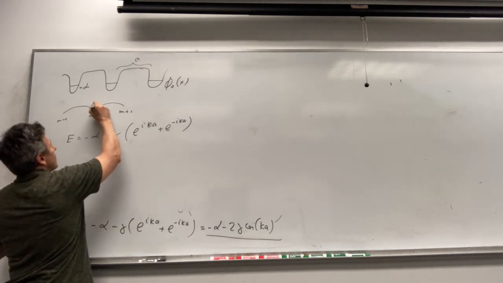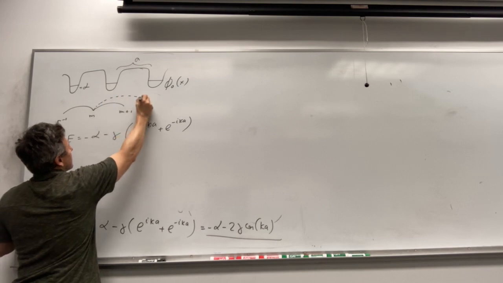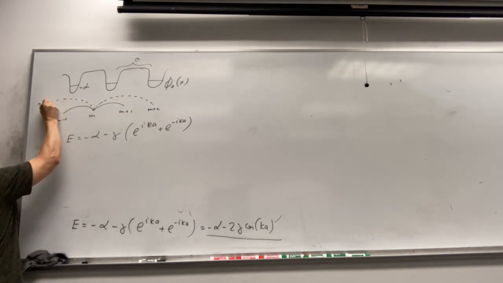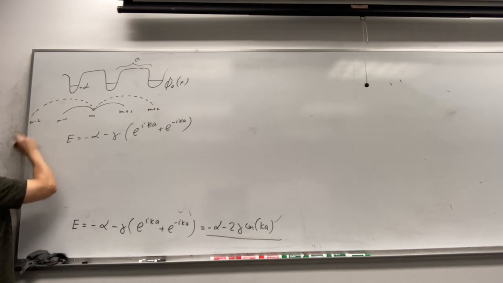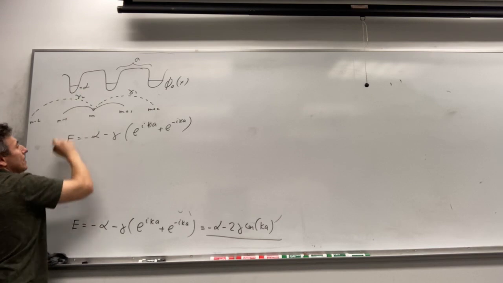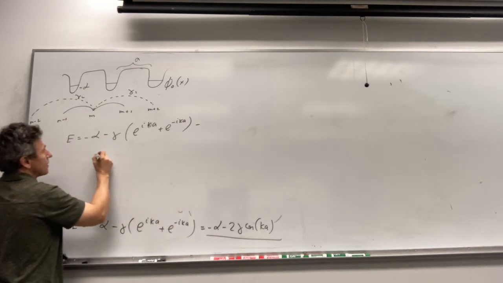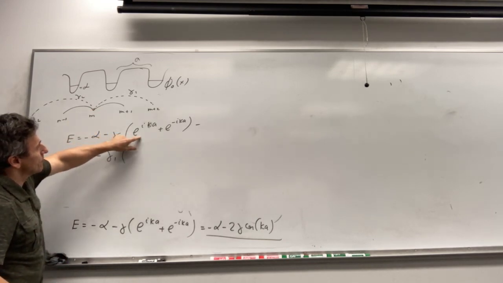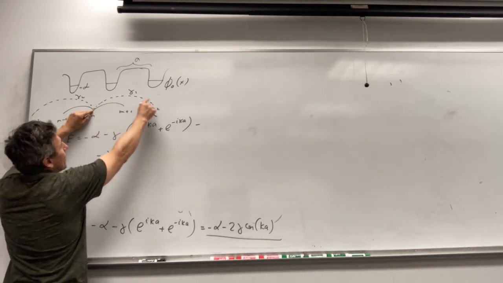Now let's assume that we have another coupling with the next nearest neighbor state. This is state M plus 2, and this state M minus 2. It is described by a hopping integral gamma 1. Then we need to add some extra term minus gamma 1, and this coupling is described by the same expression, but we go in steps of 2a.